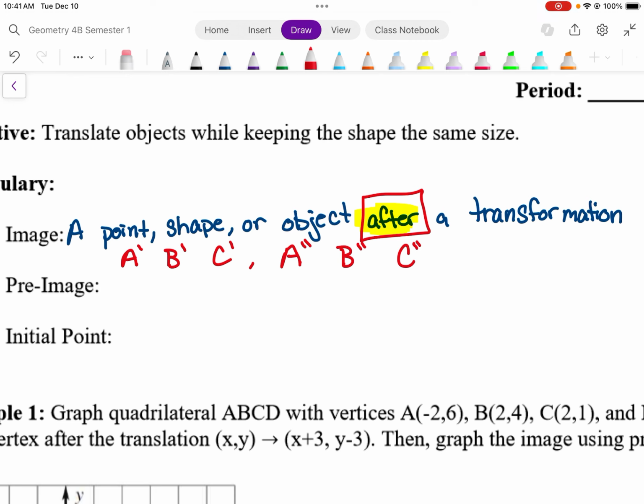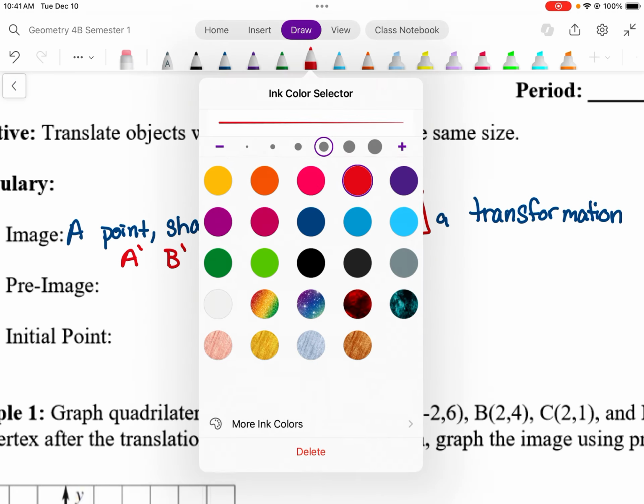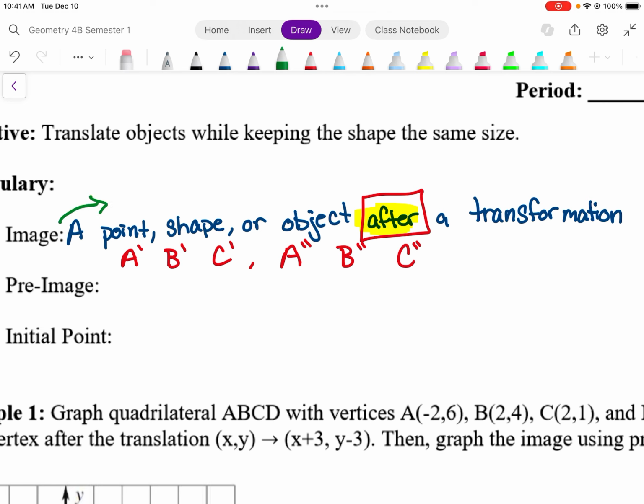So an image is after the transformation. So if you are given a rule, you would follow the rule to get to the image. So we follow rules.